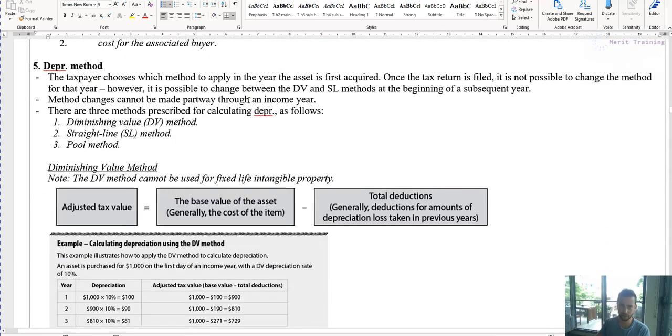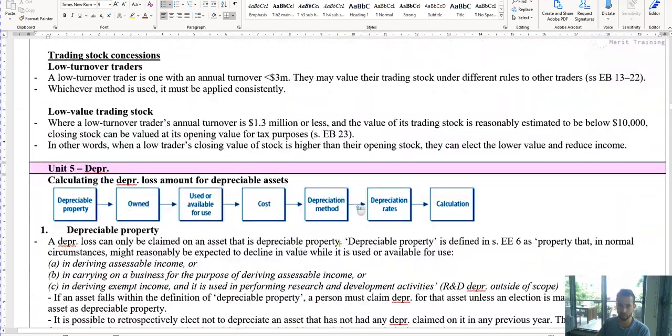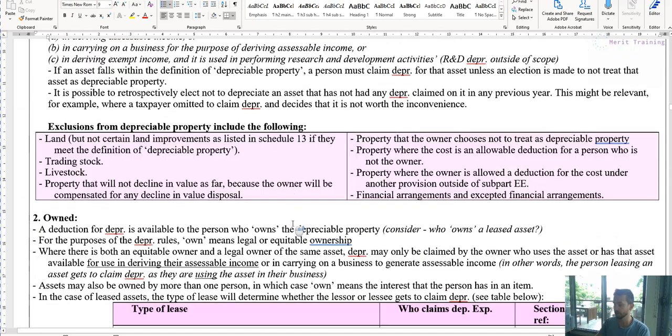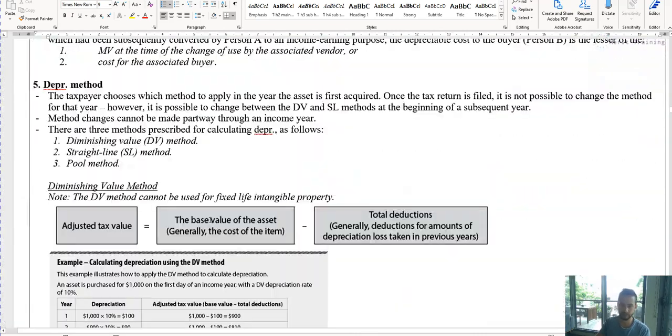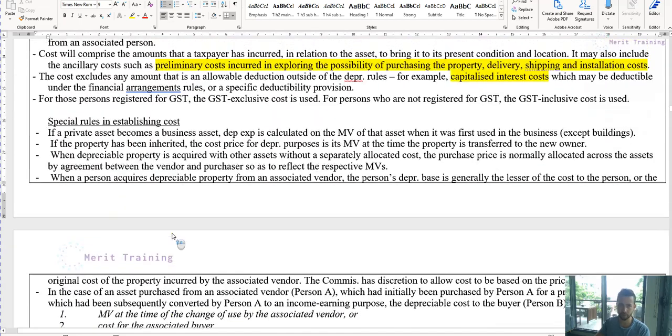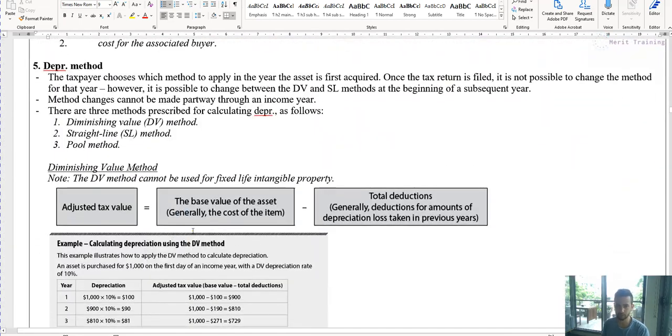Next point, depreciation method, which if we go back to the flowchart is over here. So we need to know what the depreciation method is in order to calculate the cost, because there's a couple of different depreciation methods and they result in different depreciation costs being calculated. So there's three methods prescribed per the Tax Act for calculating depreciation. There's diminishing value, number one, there's straight line method, and there's pool method.